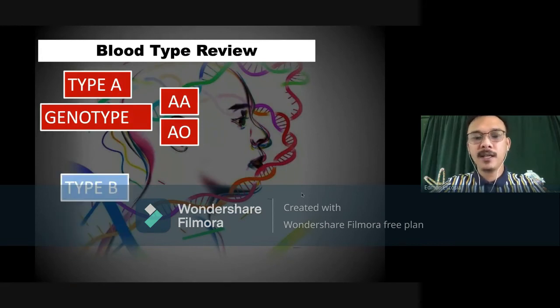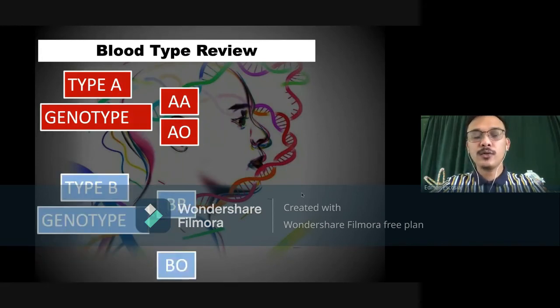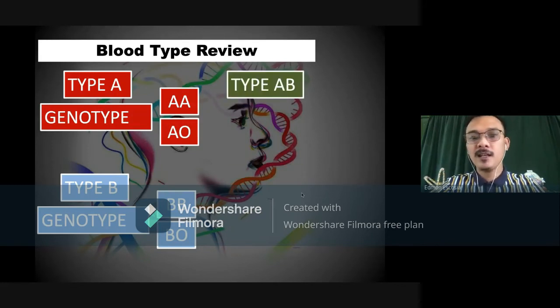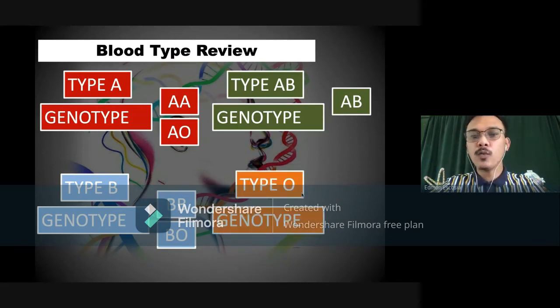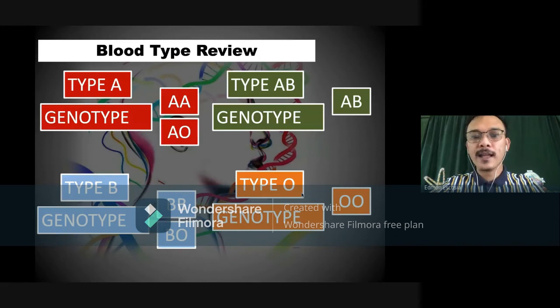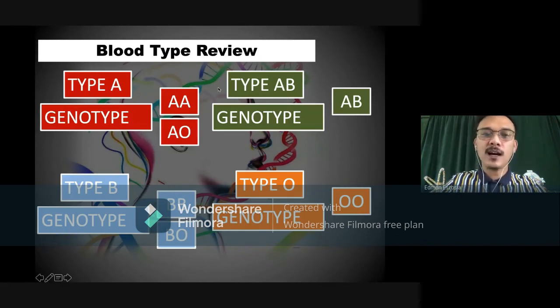For type B, also two genotypes: capital B homozygous, and heterozygous, capital B and an O. The third is type AB, one genotype only, that is AB, and the last is type O, also one genotype, O and O. So these are the genotypes, and these are the parents.